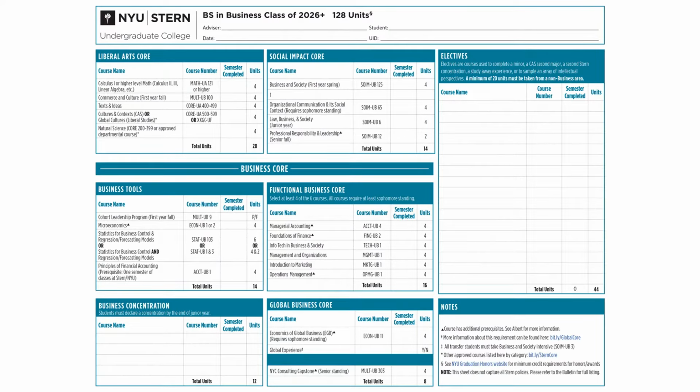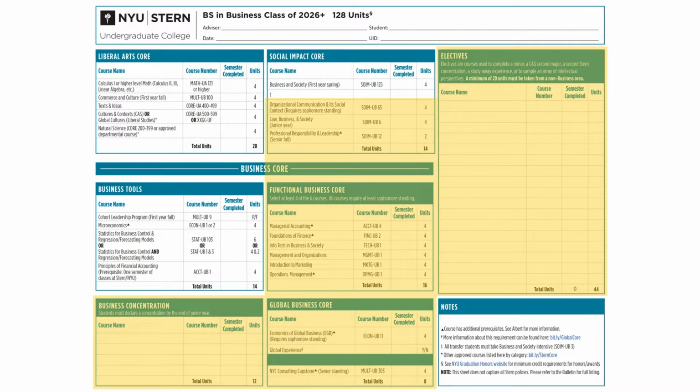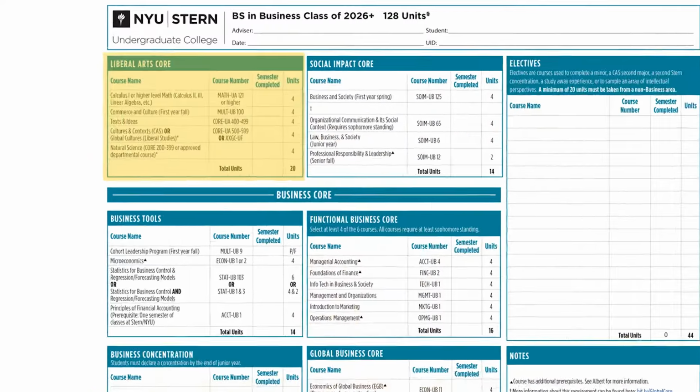As you can see, the worksheet is divided into multiple sections: liberal arts, social impact, business tools, functional business, business concentration, global business, and electives. Freshmen really only need to care primarily about liberal arts and business tools, so that's what we're going to focus on in this video. The other sections are for sophomores and up, and don't concern freshmen. Let's look at liberal arts first.